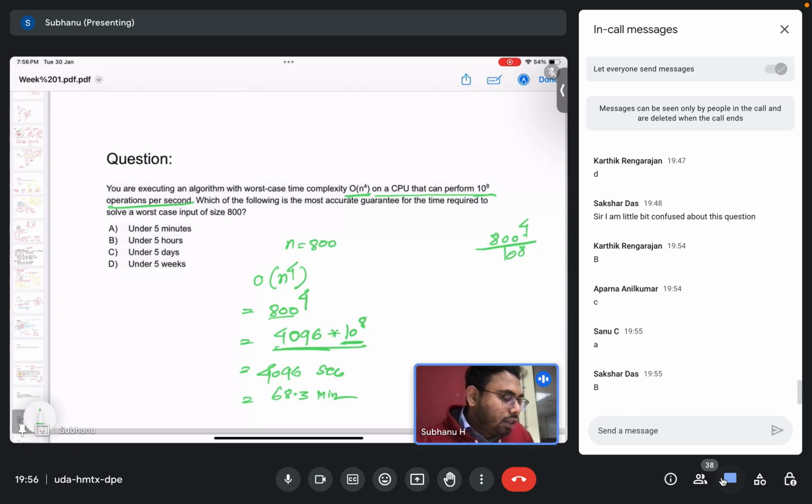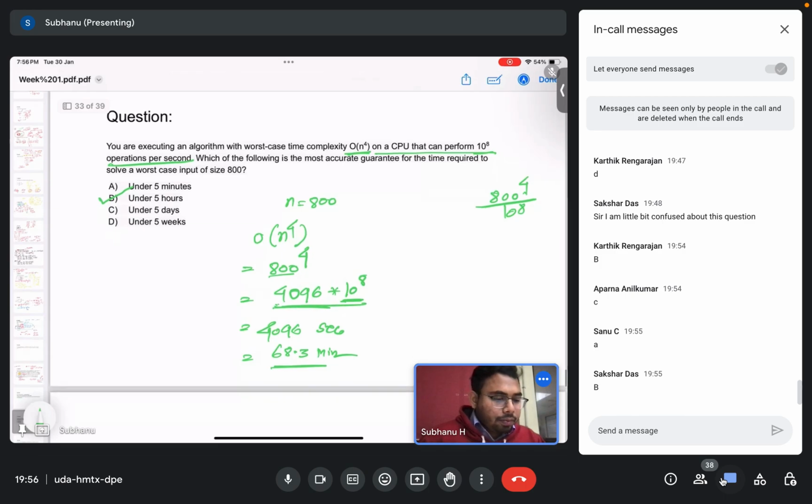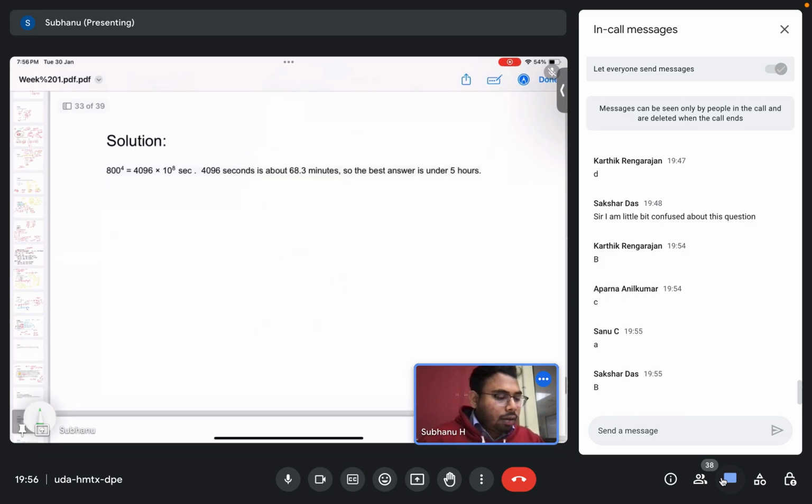So what is the best answer in this case? We need a total of 68.3 minutes, which is basically near 1 hour. So we can compute this operation within under 5 hours. Okay, so B is the correct answer.